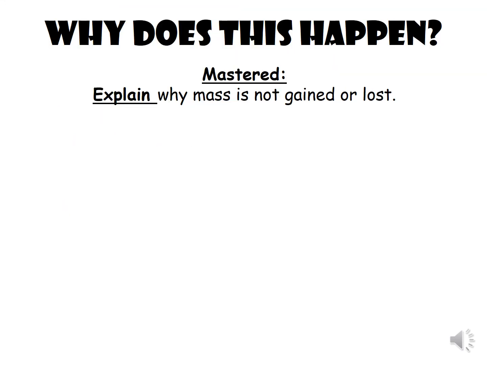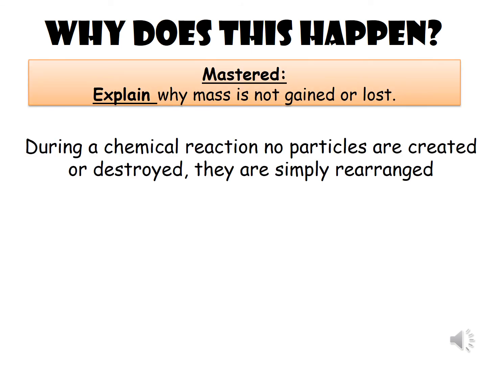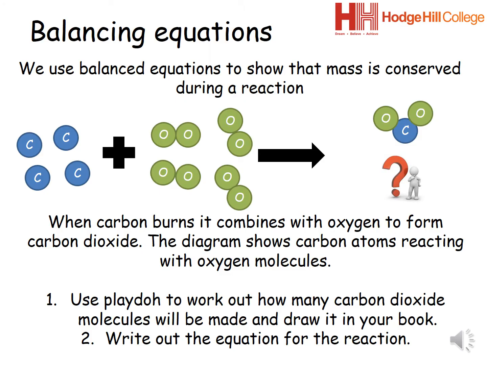So why does this happen? Why is mass not gained or lost? The reason is, during a chemical reaction, no particles are created or destroyed. They are simply rearranged, and we will look at an example of this. Here is the example that we will look at, and to do this we will balance equations. We use balanced equations to show that mass is conserved during a reaction, meaning what we end up with is always the same as what we start off with.